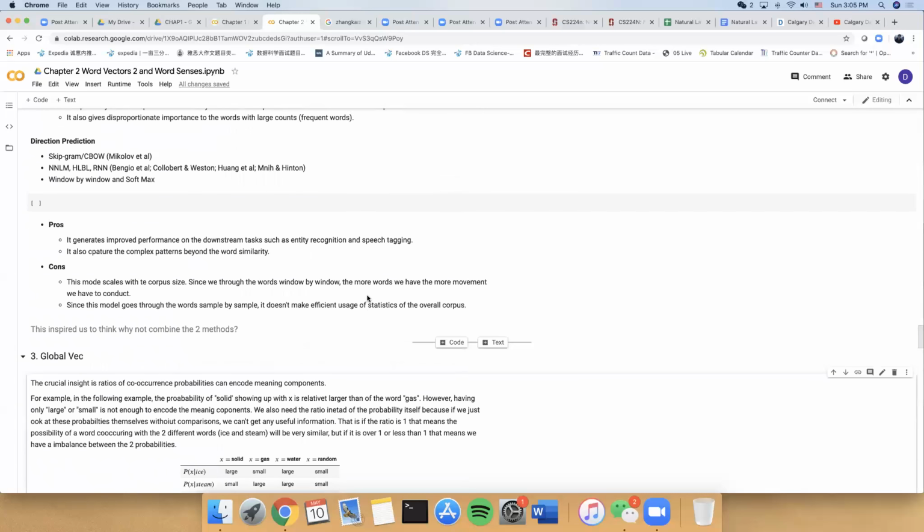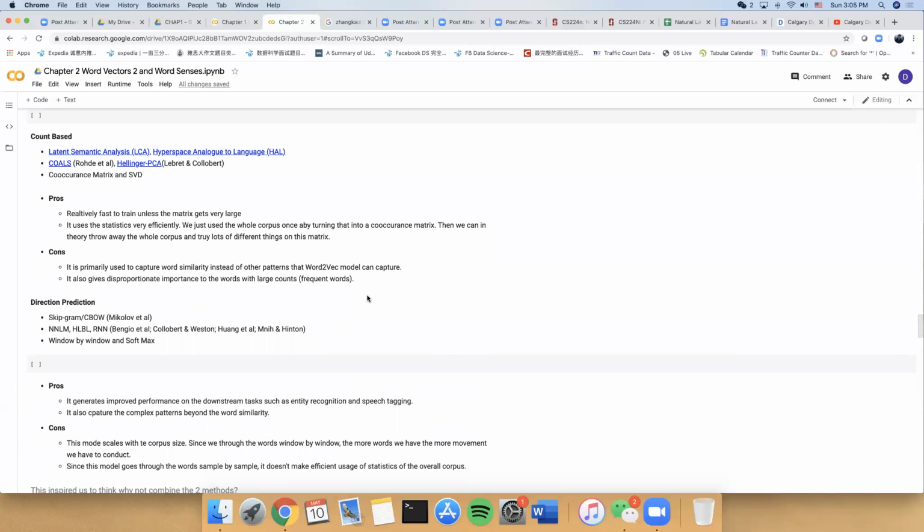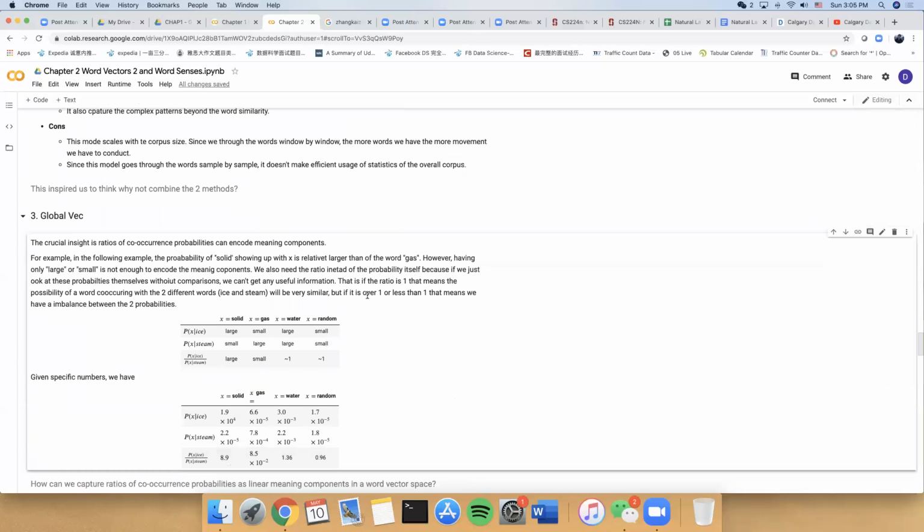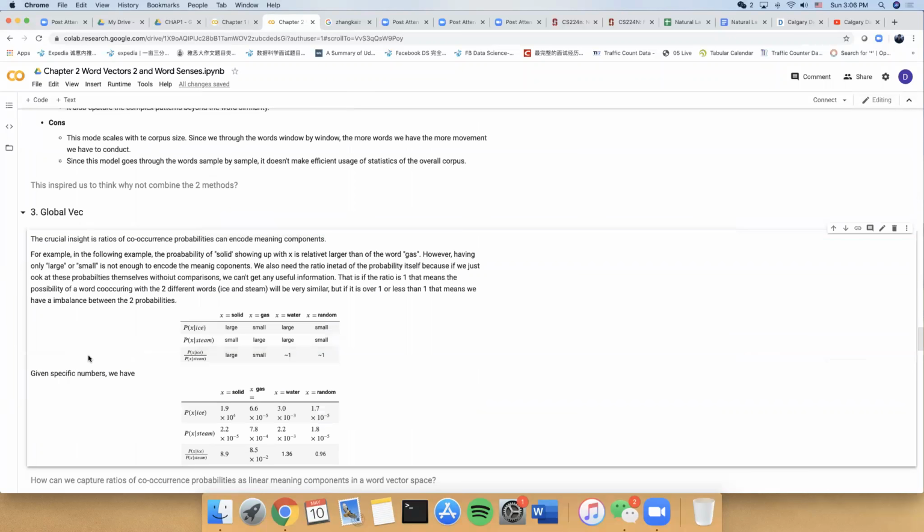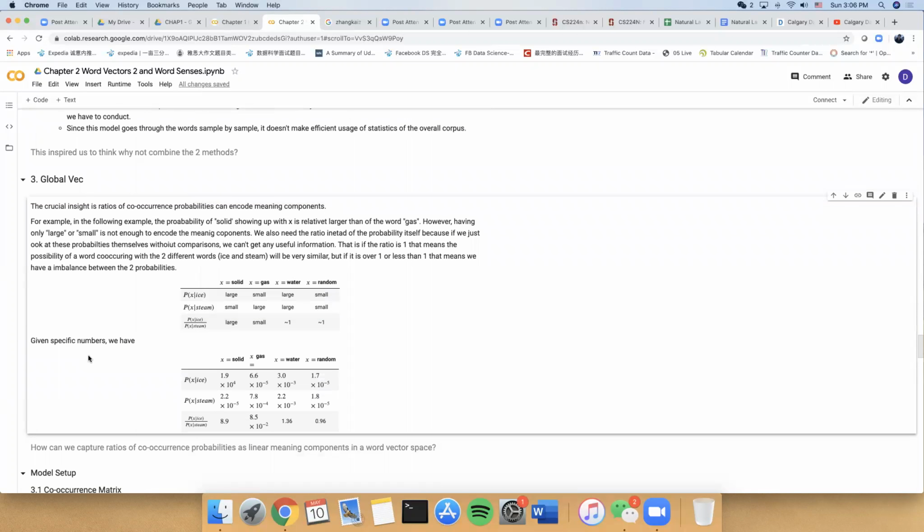So previously we talked about the advantages and disadvantages of the two types of models. So maybe you have another question: can we actually combine the two models into one model? Can we take the positive side of one model and the positive side of the other model and combine them into one? And the good news is yes, we can. This model, which combines the occurrence-based model and the context-based model, is called GloVe.